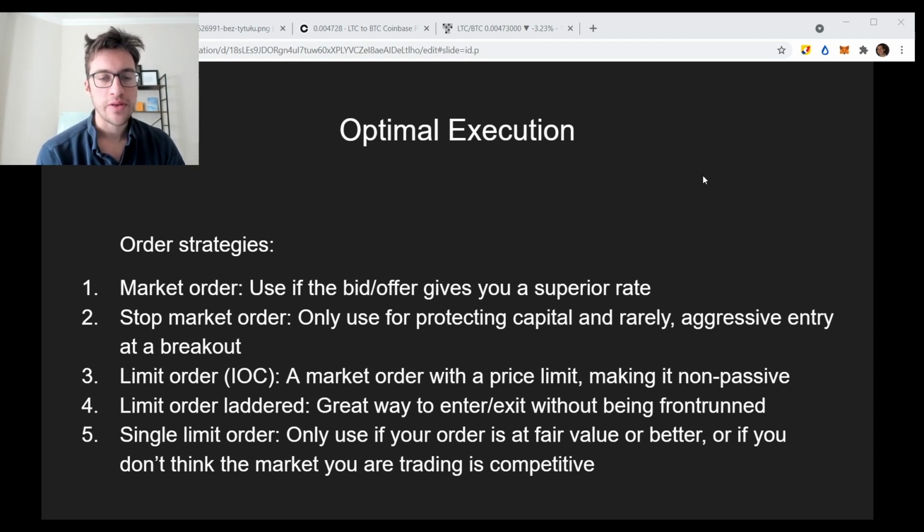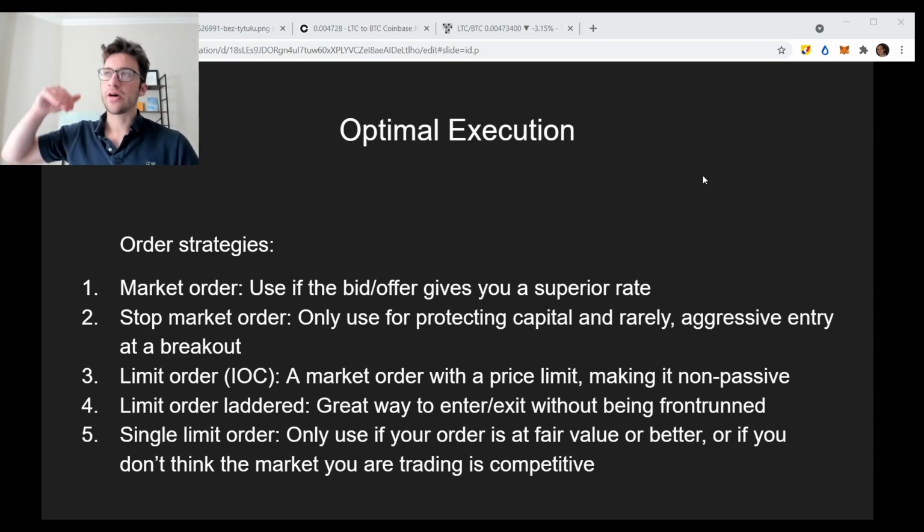Limit order laddered is another pretty good way to enter. It's a way that you can enter and exit without being front run. Basically, instead of me putting a $100,000 buy order on an asset, that will very likely get front run, very, very likely get front run very quickly, unless the limit order I put it at is at bad value. If it's at bad value, then it will get hit immediately.